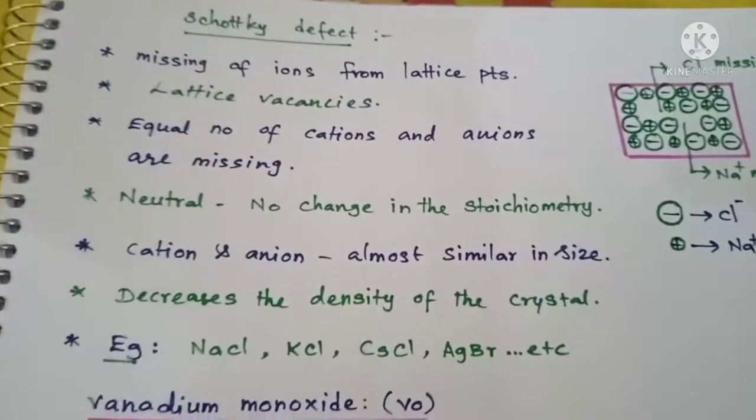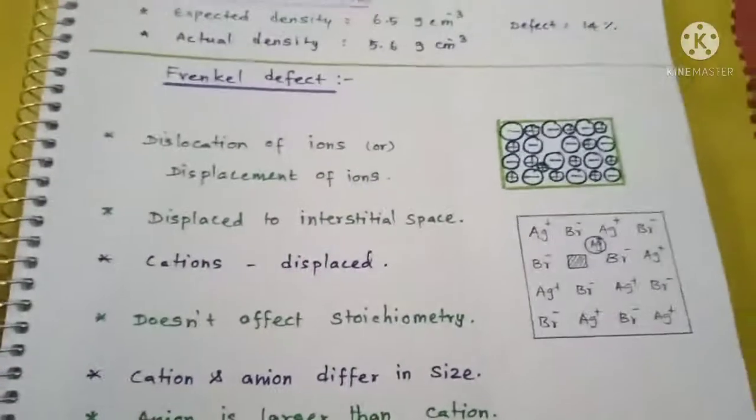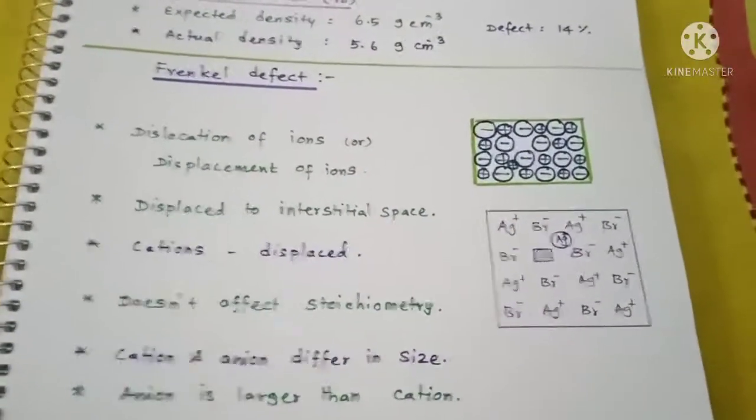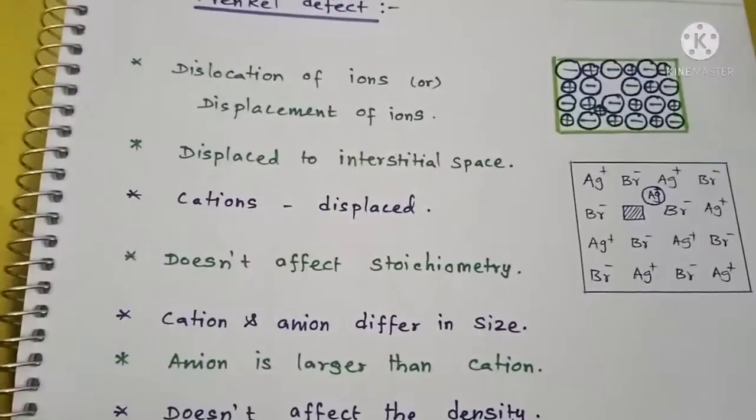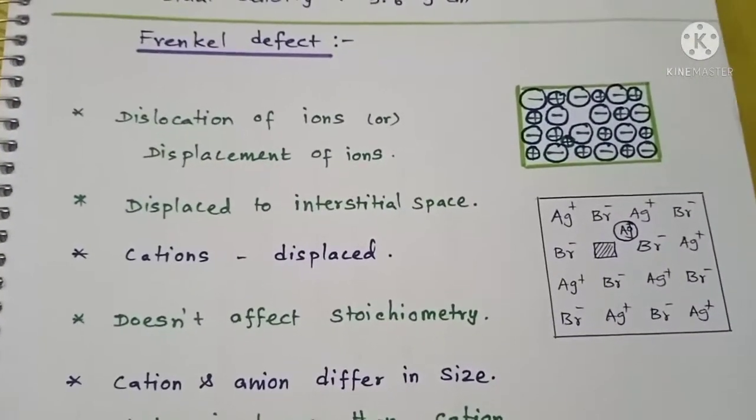Okay, right. The next type of stoichiometric defect is the point defect. The point defect is due to the dislocation or displacement of an ion from the lattice point to some other point.